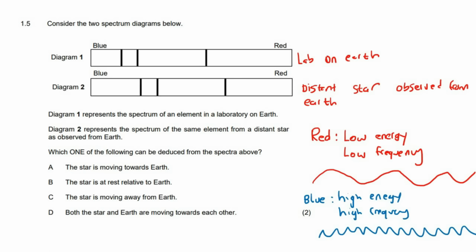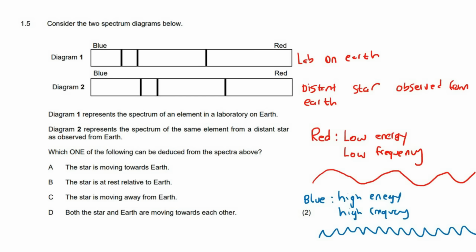So let's see what's happening here. So on the Earth, here we've got 3 lines. See them? Now when you measure it from the star, the 3 lines are still there. But look at where the 3 lines have gone. Have they shifted more towards the right-hand side, or have they shifted more towards the left? Well, if you look at that and you look at that, we can see that there is a shift going more towards the right-hand side.